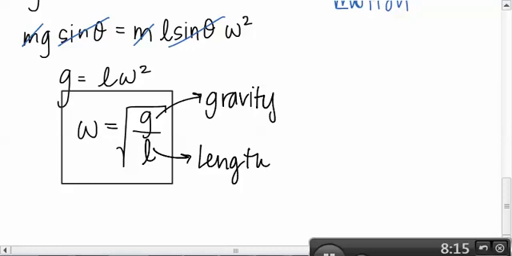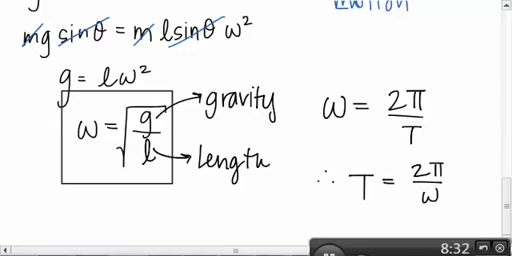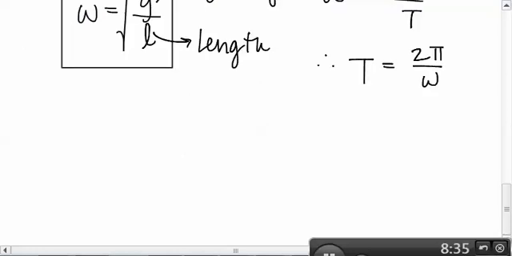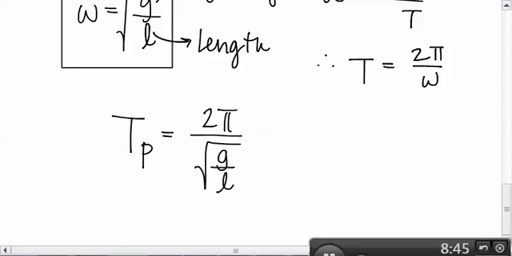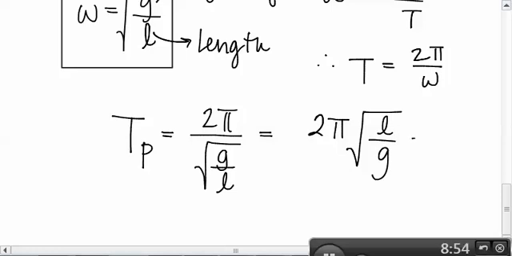And then, how is period related to omega? Omega is 2 pi over the period. So could you say, therefore, the period is equal to 2 pi over omega? Oh, can I substitute my omega for this pendulum and have the period of the pendulum is 2 pi over the square root of g over L? But that's kind of ugly looking. So how about we make it 2 pi times the square root of L over g? And that is the period of a pendulum. Now a little P beside it stands for pendulum.